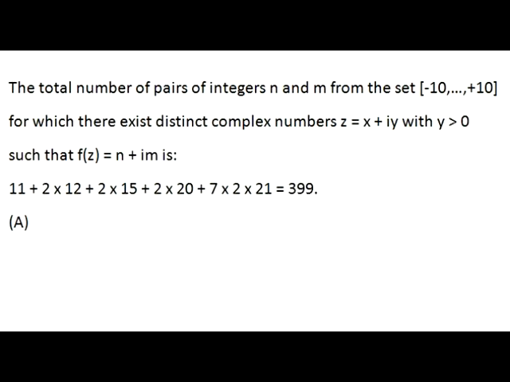For each curve except when m squared is equal to 0, we must count two pairs of coordinates, n m and n minus m. So we count 11 such pairs for m squared 0 and multiply all other numbers that we have calculated earlier by 2. The result is 399. The answer is A.